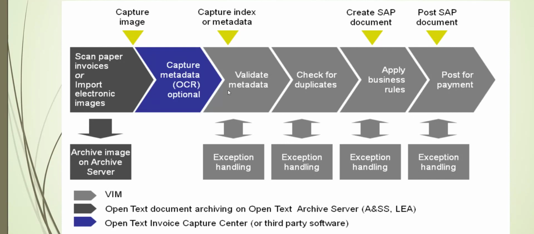The third part is to validate data, check duplicates, and apply business rules. This is all done automatically. If there are any errors or exceptions, then for each of these steps there is exception handling. If there are no exceptions raised, it will go for approval, and post approval the document is posted. After the approval, the document is posted in SAP as an invoice. So your invoice gets posted.